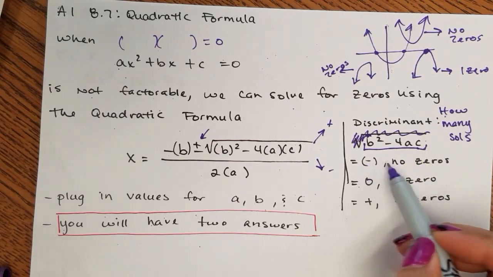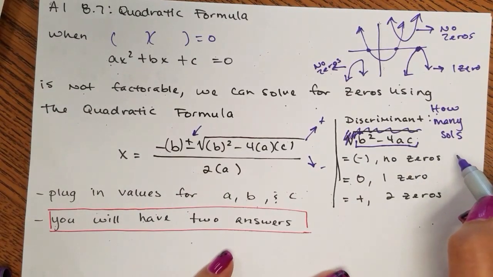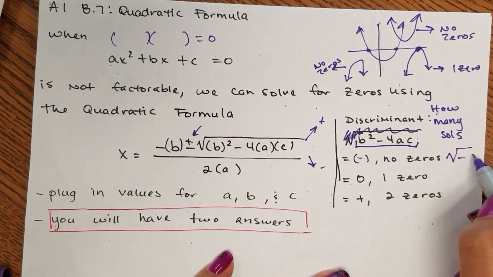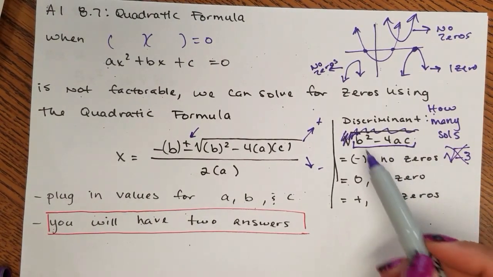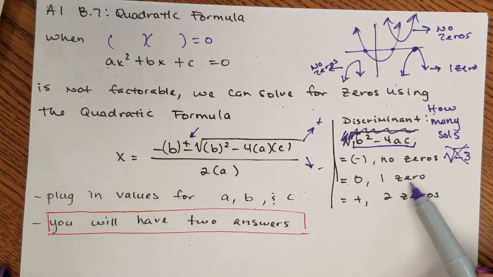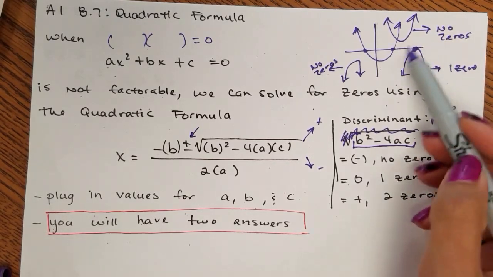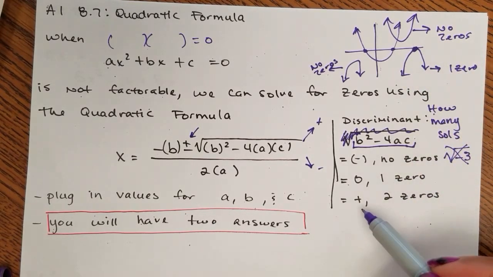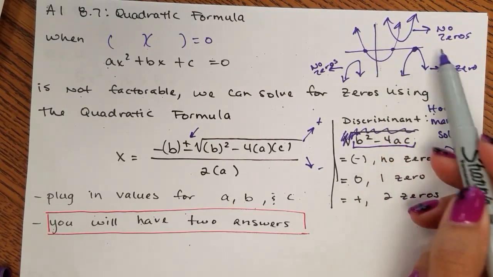If this is negative, you're going to have no zeros because you can't take the square root of a negative number. So if you're working through this and you end up with the square root of -3 or whatever, that means that you're going to have no solutions. It's not going to cross the x-axis. If this number in here is equal to 0, then you will have 1 solution, 1 root, and the graph is going to look something like this. And then if you get a positive number, you'll have 2 zeros, so it'll cross the x-axis twice.